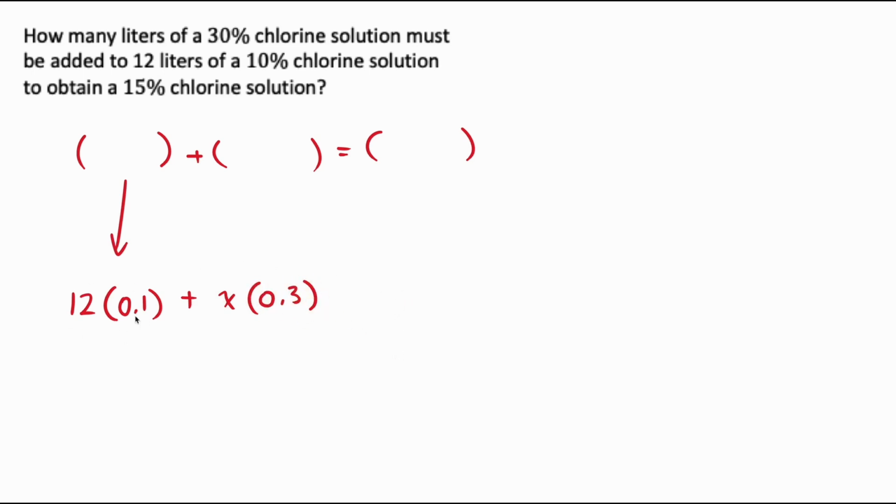So once again, these are the total amounts of chlorine in the 10% solution and the 30% solution. It's just the total number of liters times the percent of the liters that are chlorine. Then on the other side, the combined one is going to have, well, how many liters is it going to have? Well, it's going to have 12 from the 10% solution and X liters from the 30% solution. So the amount of liters is going to be X plus 12. And the percentage that we're looking for is 0.15. Okay, great. Now you'll see that we actually have one equation with one variable X. So we can actually solve for X here.